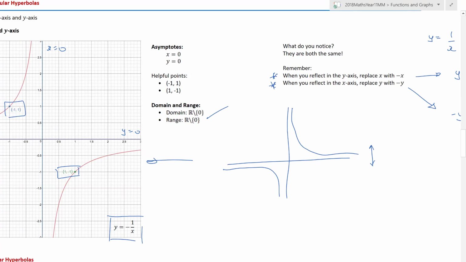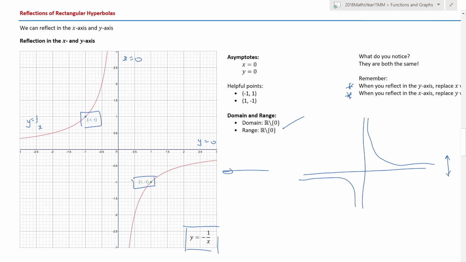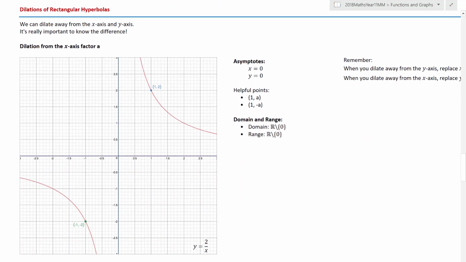So that actually explains, just using the algebra, why the reflection in the x and the y-axis looks exactly the same. So that's reflections, nice and easy. Let's look at these dilations. So we can dilate away from the x and the y-axis.